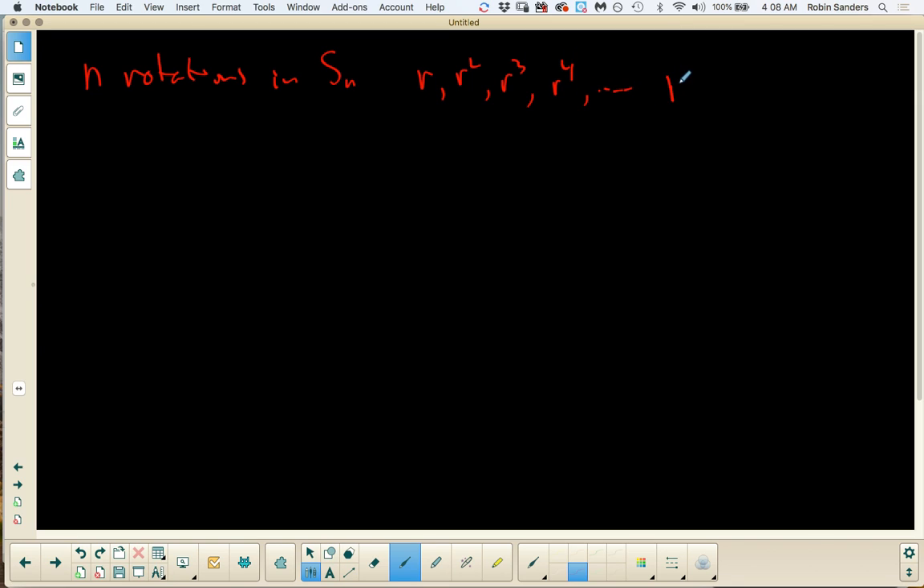What we now have is the n rotations inside Sn are just r squared, r cubed, r to the 4th, and so on up to r to the n, which is our do nothing, which the author writes as a capital 1. And this is where we have explicitly chosen r to be the permutation 1 goes to n, n minus 1 goes to n minus 2, all the way down to 3 goes to 2 and back to 1.